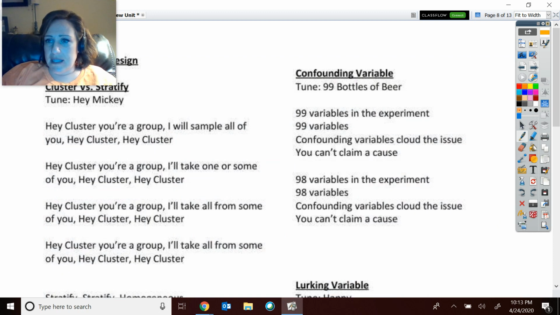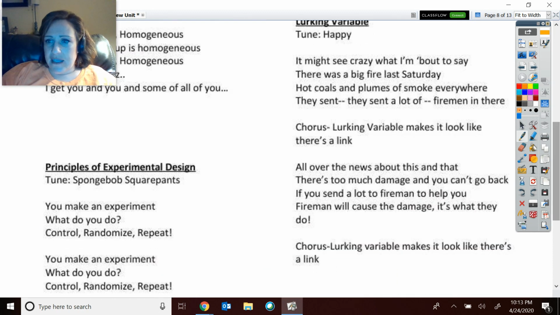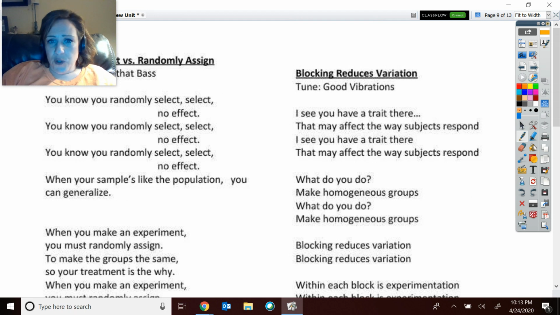I have the songs listed there, so all of these things that I've kind of been singing off to you are here. For the blocking, I see you have a trait there that may affect the way subjects respond. I see you have something, gender might affect the way people respond to the medicine. Okay, their hormones, more estrogen might affect the way that the medicine works. Okay, whatever. If you see there's a trait, just a characteristic the subjects inherently have, then you have to control that.